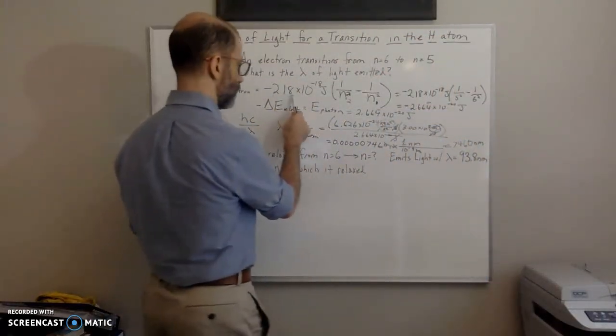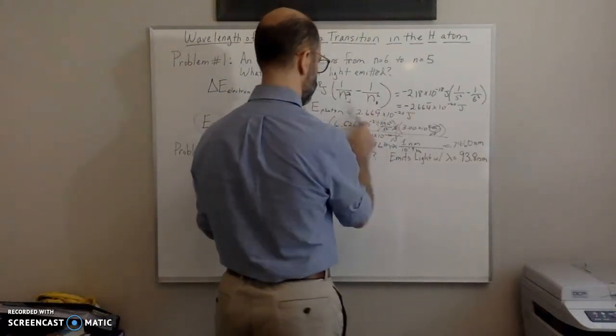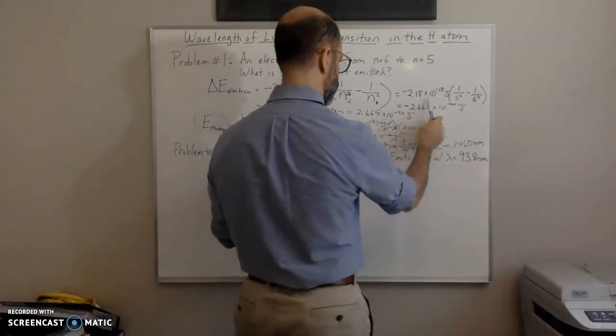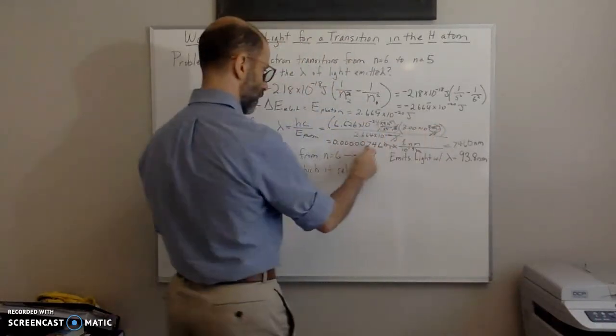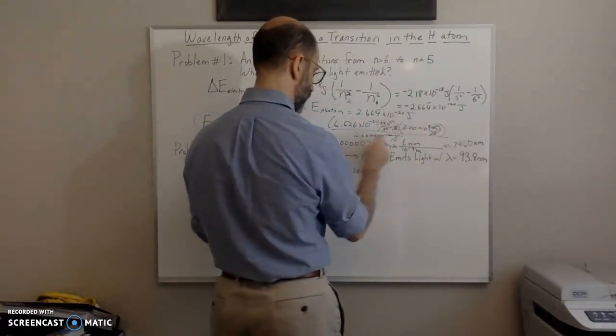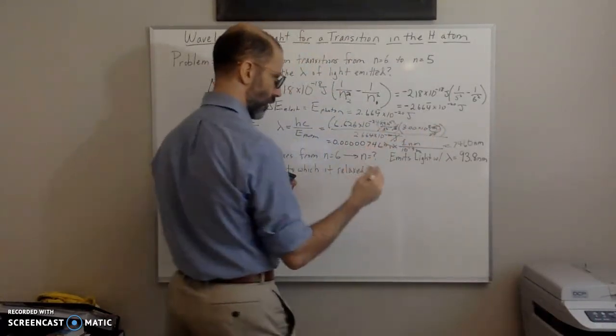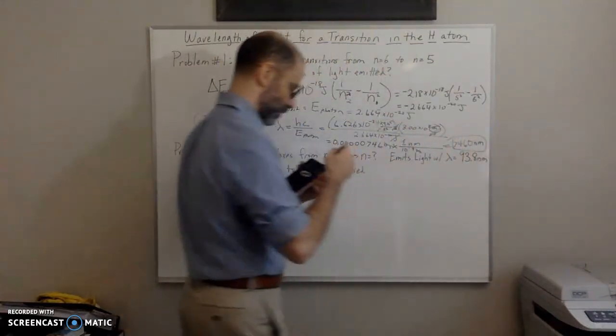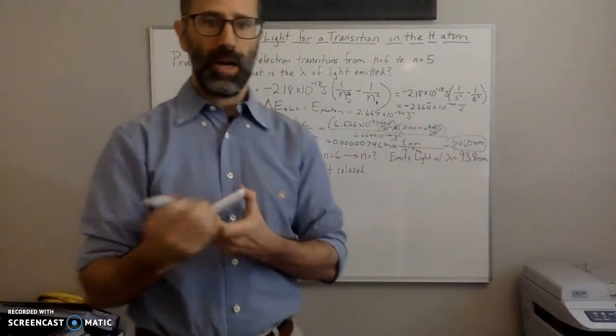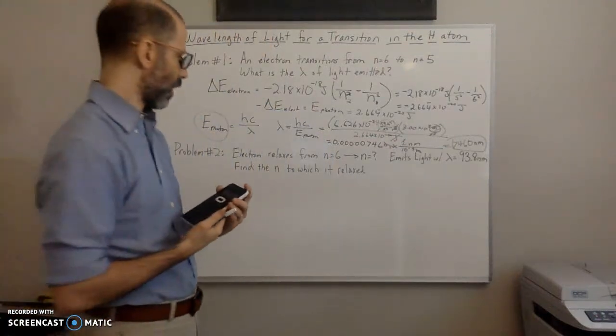So let's check our sig figs. We have 3 sig figs here, and these are exact, so we'll have 3 sig figs here. So 3 sig figs is the way to go, and that would be the answer in nanometers. I hope that's clear for that problem.